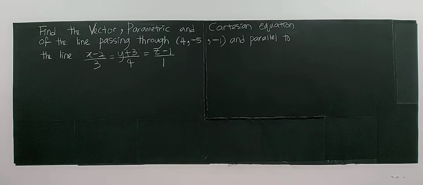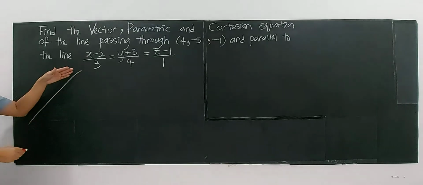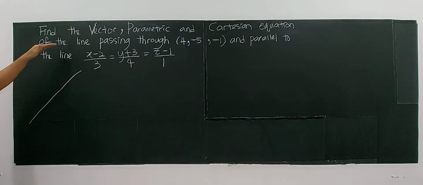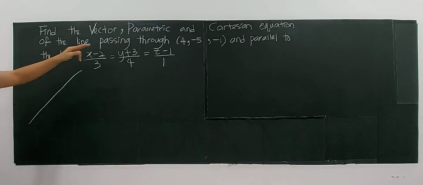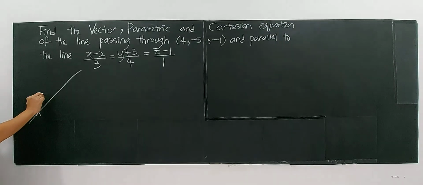Alright, okay, let's go on with this example. Find the vector, the parametric and Cartesian equation of the line passing through a given point and parallel to the line, right? So parallel to the line, okay, then let's have some representation, diagram. So you have a line and they said to find the equation of this line, and this line is passing through the point, right? It's passing through the point 4, -5, -1.